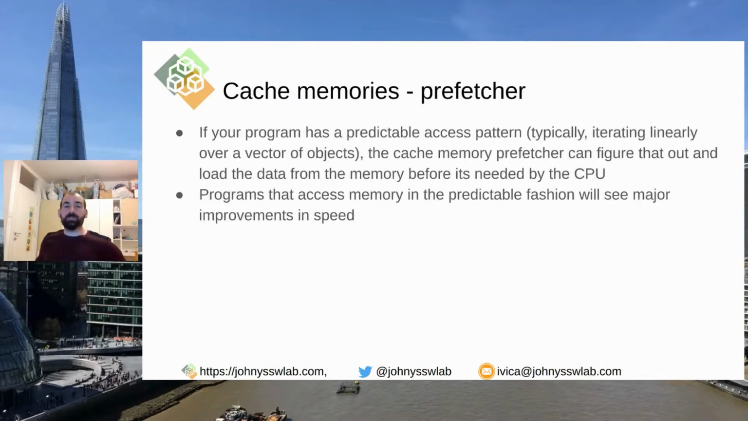Next thing to know about cache memory is that there is a component called a prefetcher. If your program has a predictable access pattern, typically when you're iterating linearly over a vector of objects, not pointers, but a vector of objects, or vector of integers, vector of floats, never mind, the cache memory prefetcher is a component that can figure out which is the next data you're going to access, and then it can prefetch from the main memory to the cache memory before the CPU actually requests it. So if your program is accessing memory in a predictable fashion, you will see a major improvement in speed.